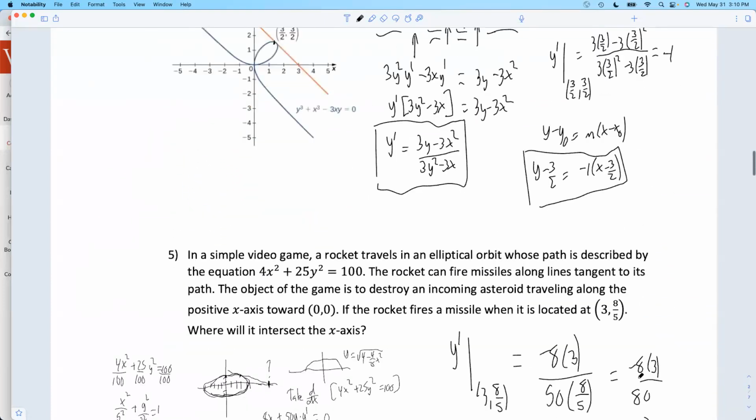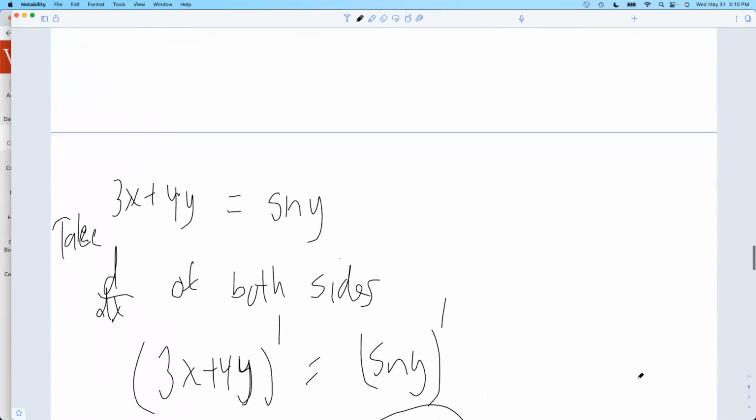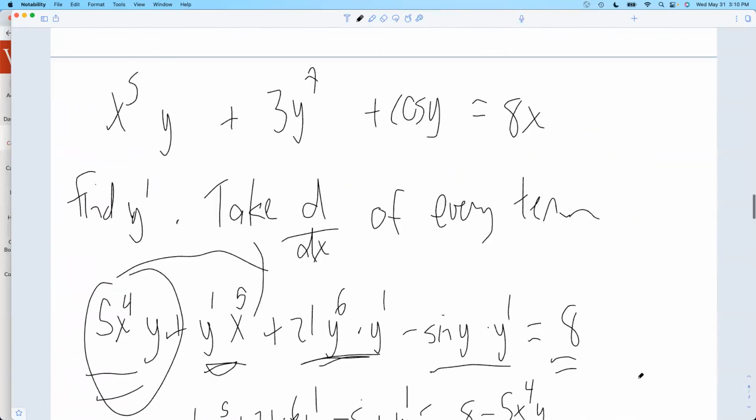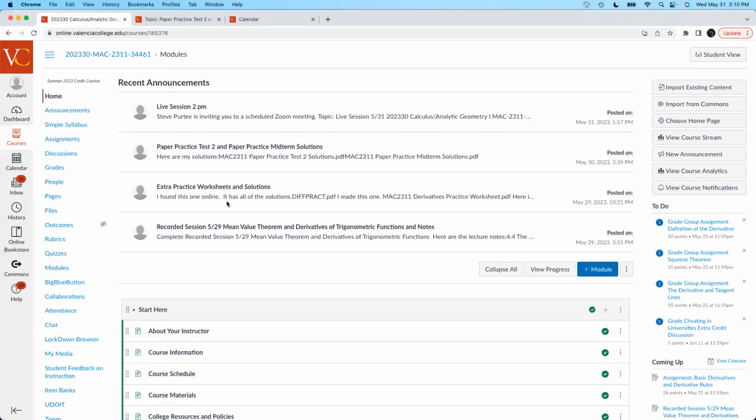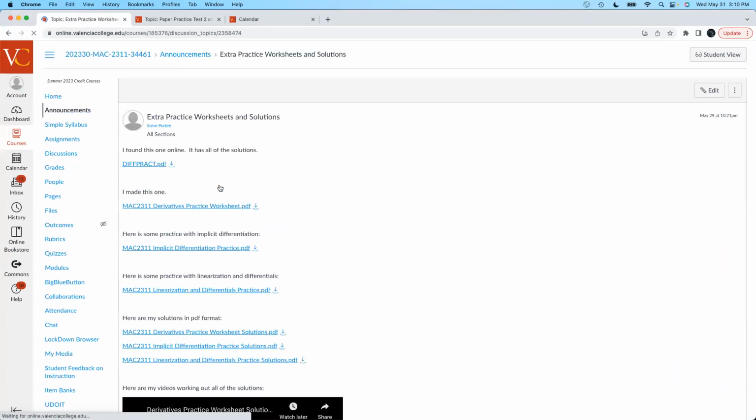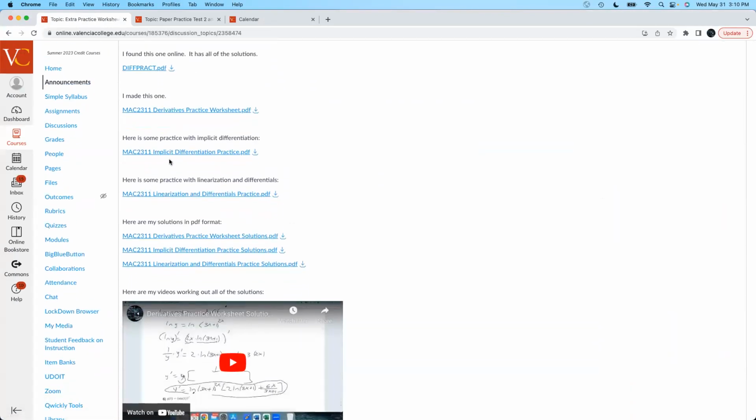Okay, let me see if I want to do any more of these. I think that's a good start on implicit differentiation. So now I highly recommend you go in and try some of these extra problems. I made a whole worksheet on implicit differentiation. And then there's a whole video if you want more examples. Okay, that's a good place to stop there.